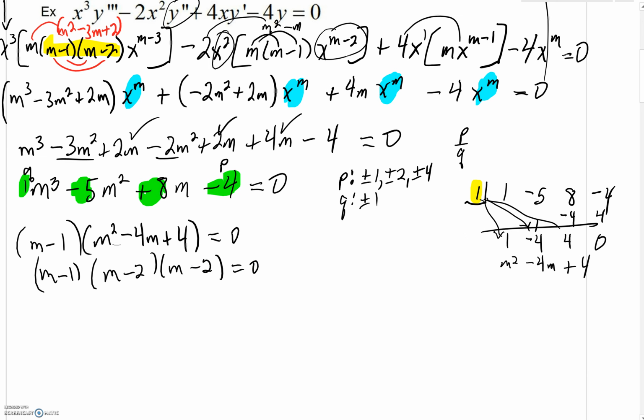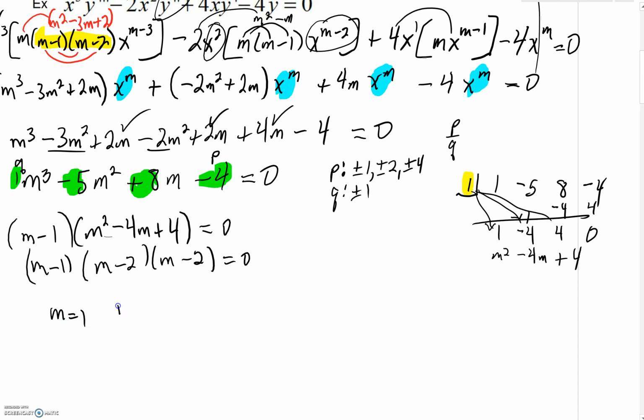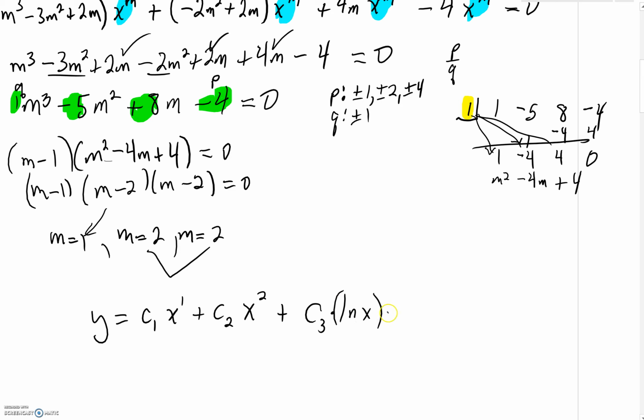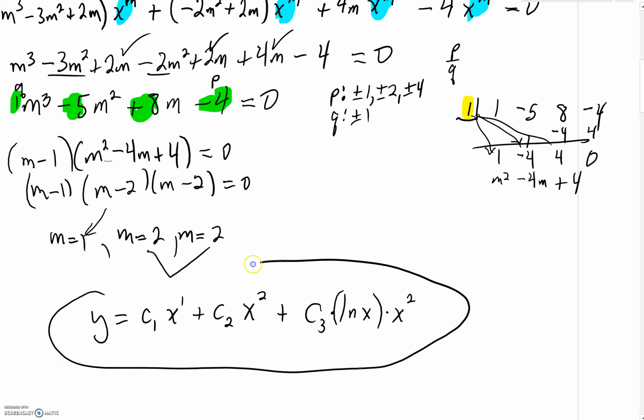Like I said, the 89 can solve this also, but it's so good to have the skills to do this by hand. Solving, you'll see m equals 1, m equals 2, m equals 2. Here we go with duplicate roots. What about this 1 right here? Well, we could say that's c sub 1 x to the 1. How about the 2? Well, we have c sub 2 x to the 2. But then we've got that duplicate root. You might remember every time we had a duplicate root, we'd have an ln of x thrown in front. And there you have it. That would be your solution.